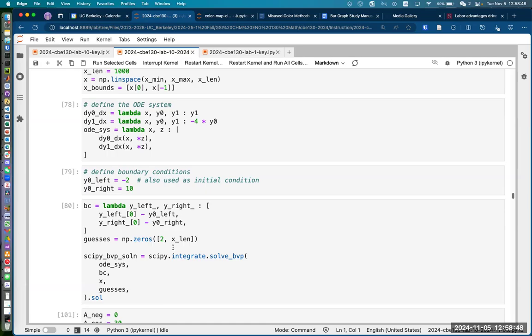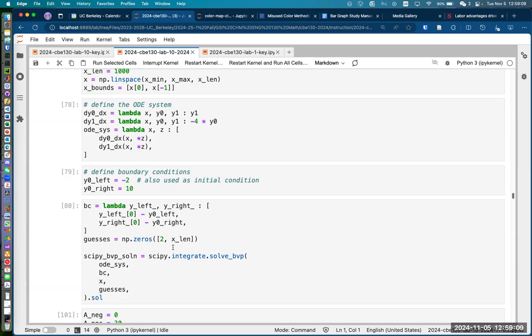How do we find a good guess? We could just have a certain number, and then if you print the solution, it will stay the same.